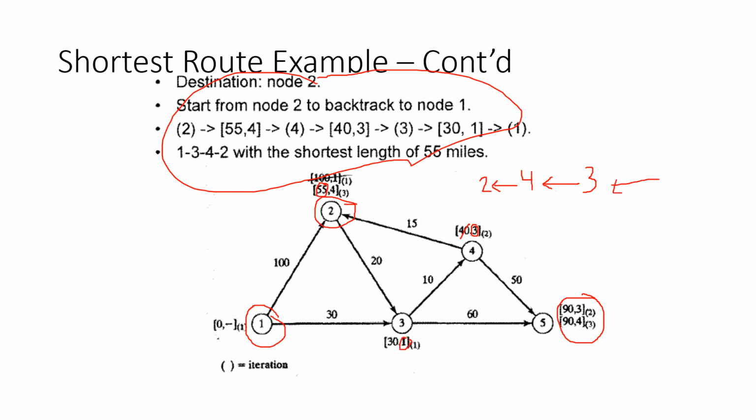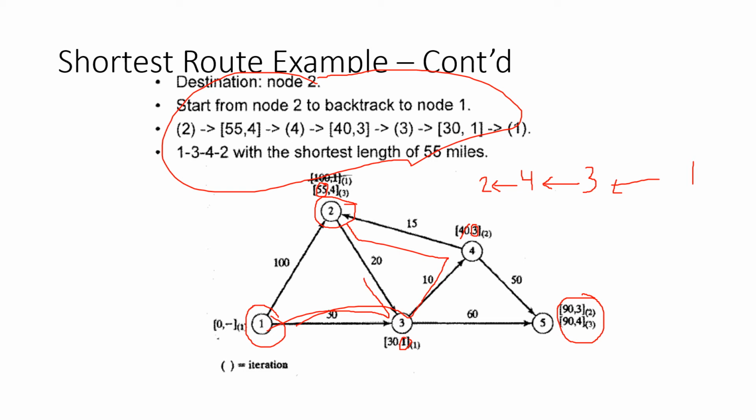So I go to 1. So the path is 1, 3, 4, 2. And that's the shortest path from 1 to 2.